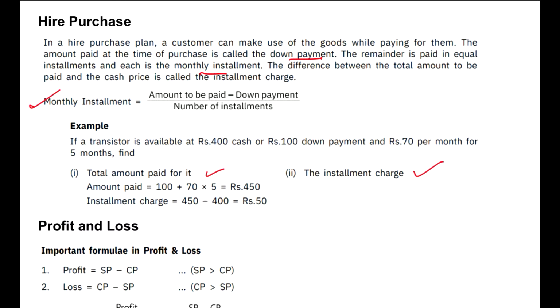So if they are charging 400 rupees for a transistor which they are ready to give at 100 rupees down payment and the remaining 70 rupees per month for 5 months, then the total cost will obviously be 70 into 5 plus 100, which accounts for 450. So if I take it in the form of installments, it will cost me 450, whereas in reality it costs me 400 in one time. That means my installment charge will be 50 rupees. So this is a basic query.